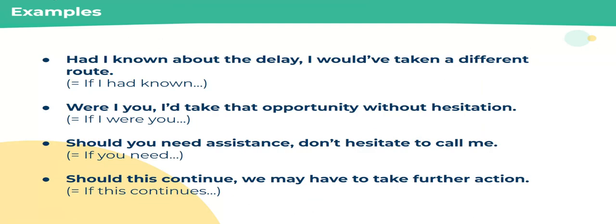So let's check some examples here. Had I known about the delay, I would have taken a different route. So, had I known, if I had known. The next one. Were I you, I'd take the opportunity without hesitation. Were I you, if I were you.